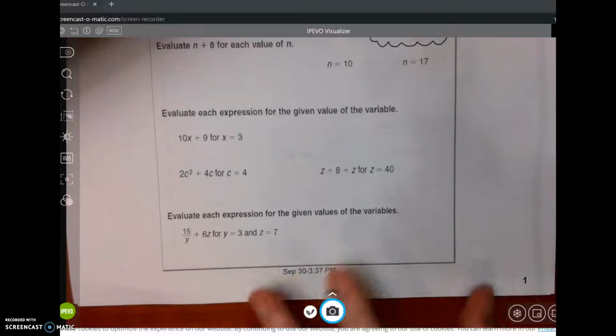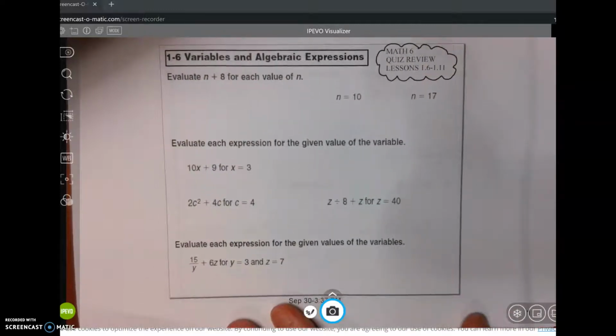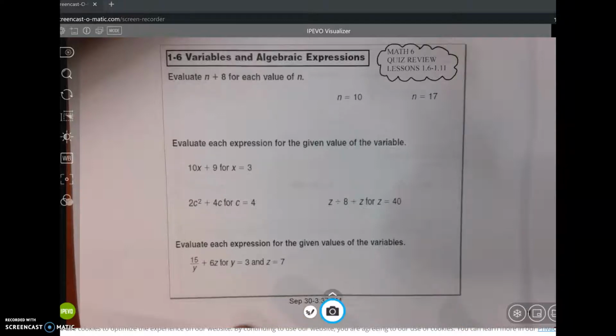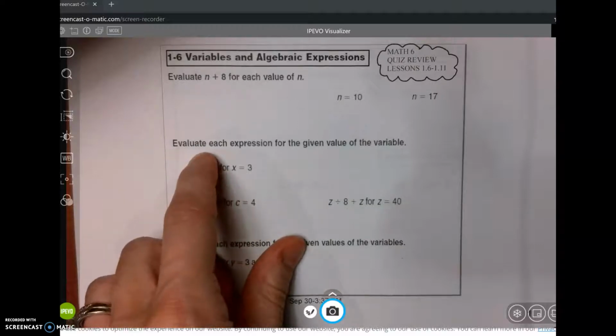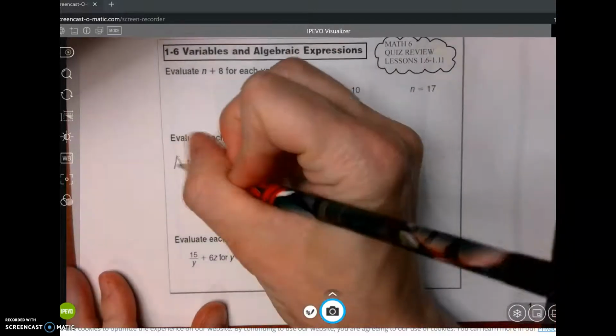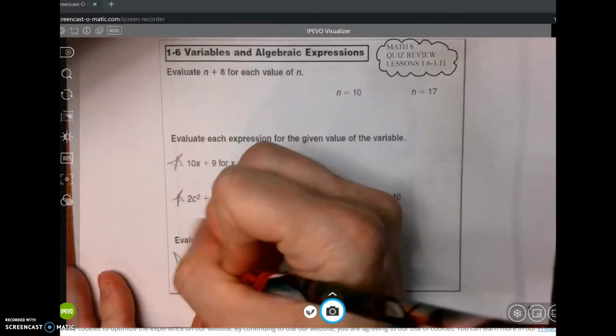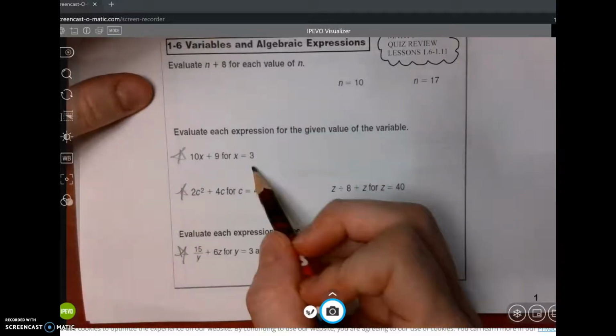Alright, so the first section that's on the quiz is 1.6, and that is evaluating algebraic expressions, where they give you a value for the variable and you replace it. So evaluate means replace the variable with the value they give you and then solve. So we're going to do this one, and this one. So pause the video and copy those down, and then we'll do them together. And then when you're ready, press play.